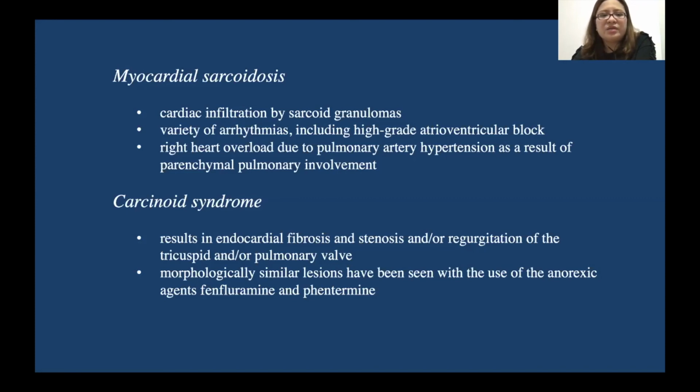So for carcinoid syndrome, this results in endocardial fibrosis and stenosis and/or regurgitation of the tricuspid and/or the pulmonary valve. So for carcinoid syndrome, it involves the right-sided valves, the tricuspid and the pulmonary valve. Morphologically similar lesions have been seen with the use of anorexic agents such as fenfluramine and phentermine.